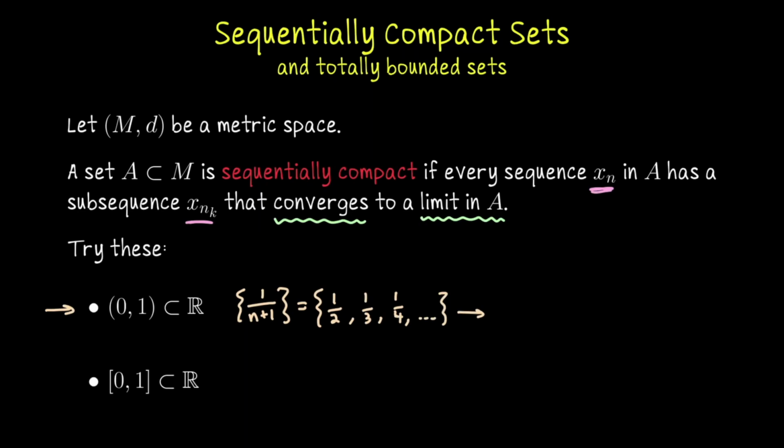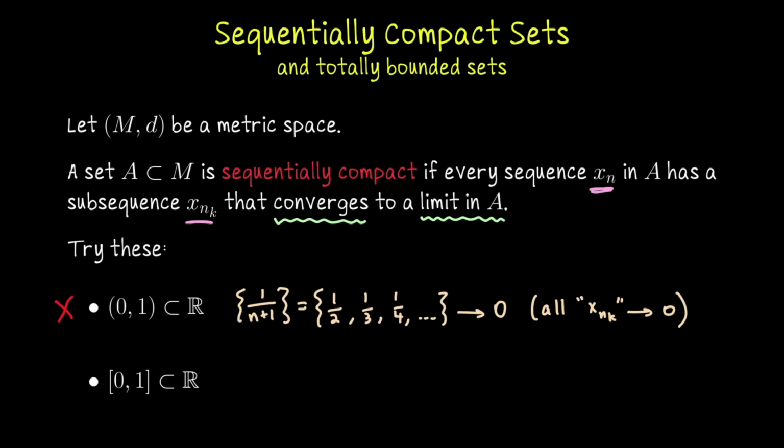This sequence converges to 0. If the original sequence converges, all subsequences must converge, and they must converge to the same limit. So all possible subsequences x_{n_k} also converge to 0. Since 0 is not in that set, we conclude that this open interval is not sequentially compact.